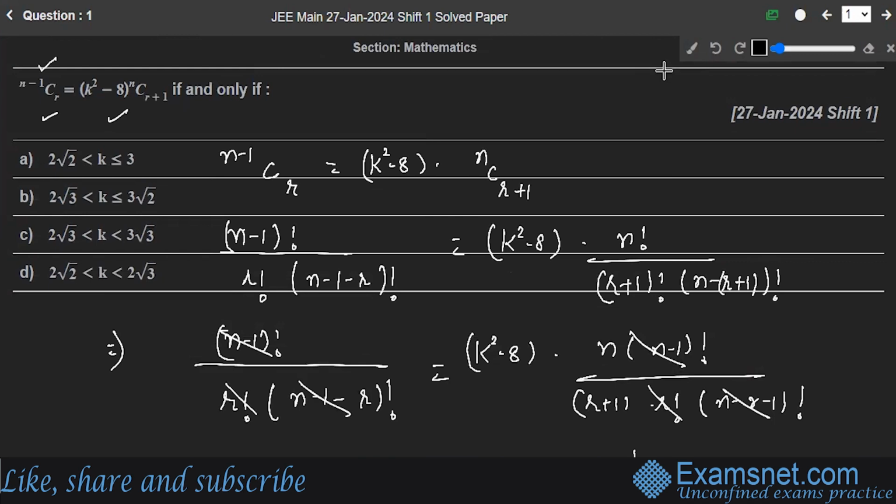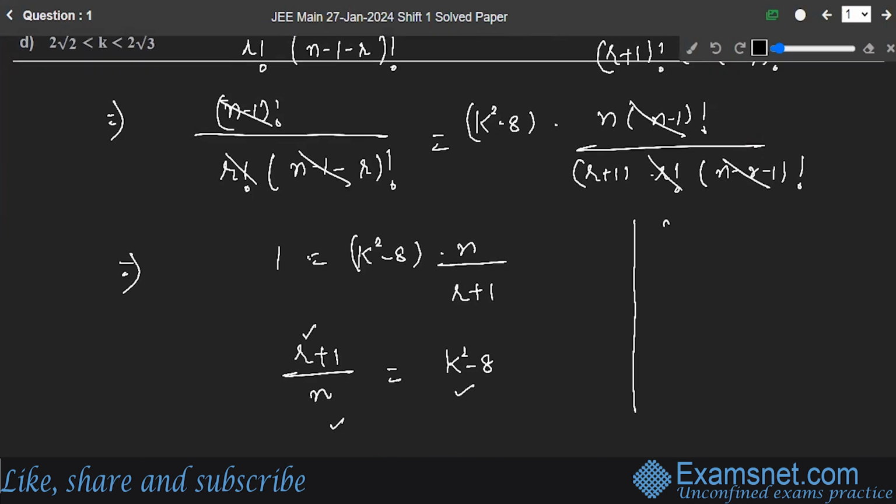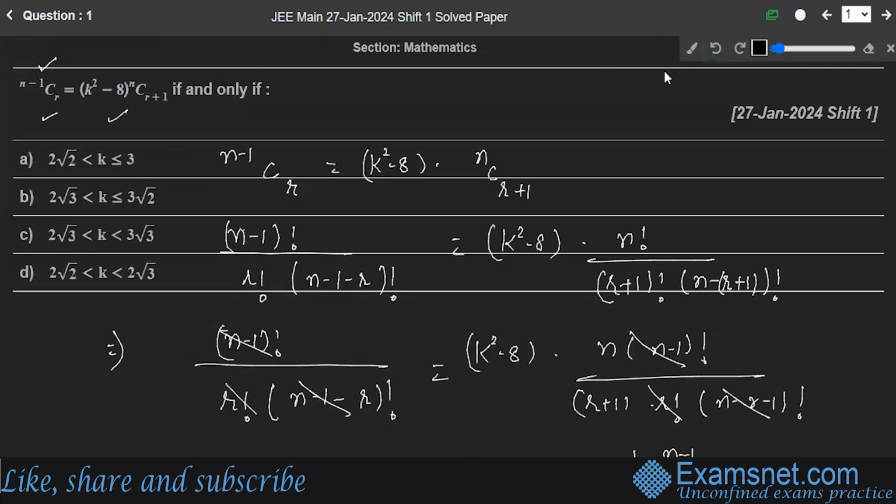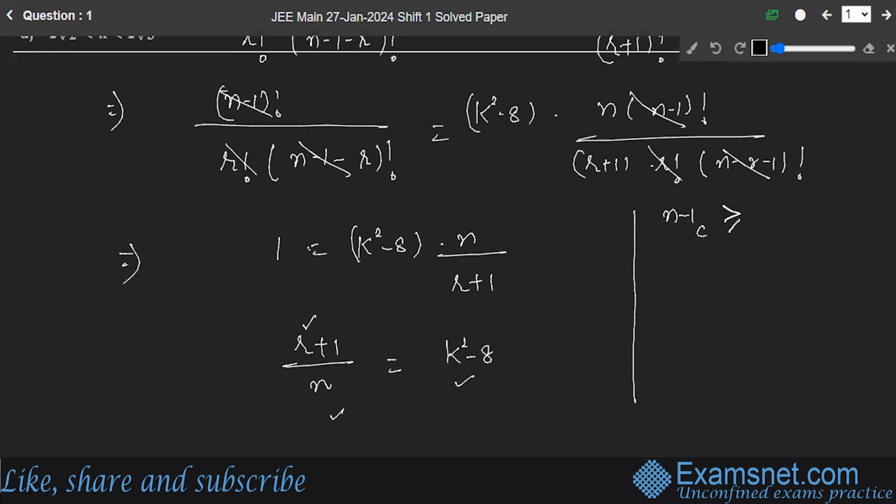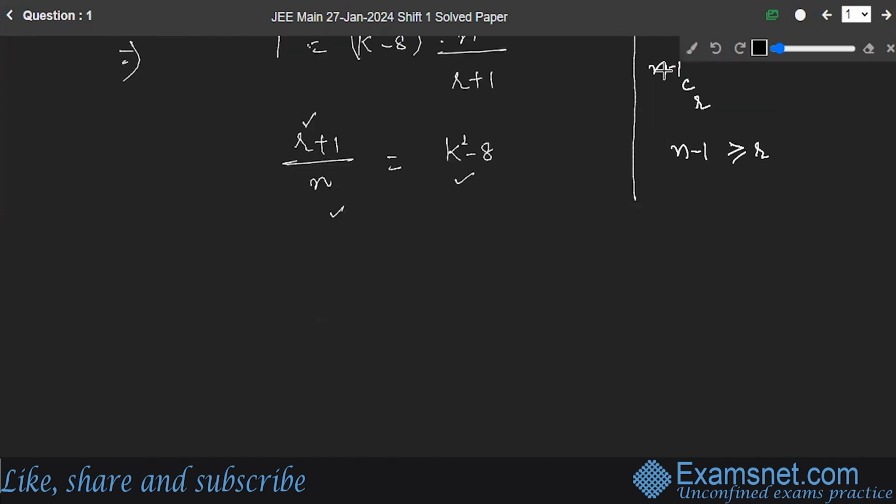If you look at this n minus 1 CR, n minus 1 will always be greater than or equal to r. Let's write it again. N minus 1 CR. Here n minus 1 will always be greater than or equal to r. That will give you n is greater than or equal to r plus 1, or r plus 1 upon n is less than or equal to 1. Okay, so now let's get back to this equation.